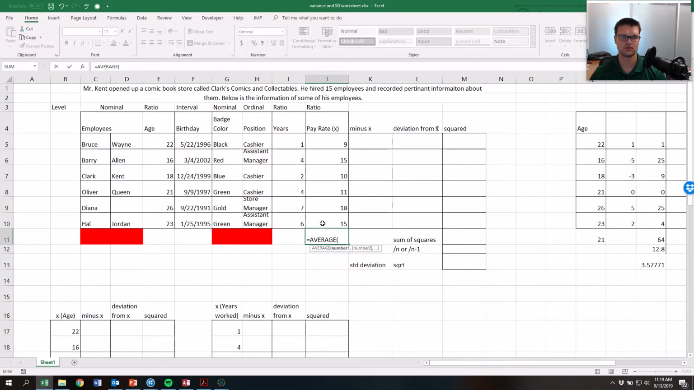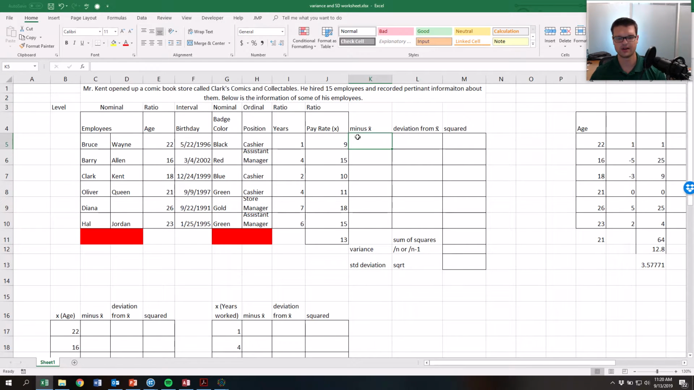And you just highlight what you want for your average. Okay, so the average is 13. The other way to do this is equals sum, and you highlight everything that you want to take the sum of, and then you divide that sum by the number of observations, and that will give you the average pay rate. So it's the same exact thing, so 13.